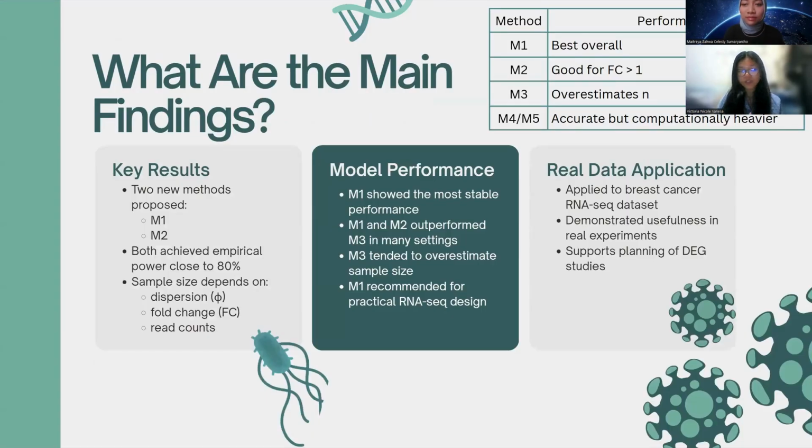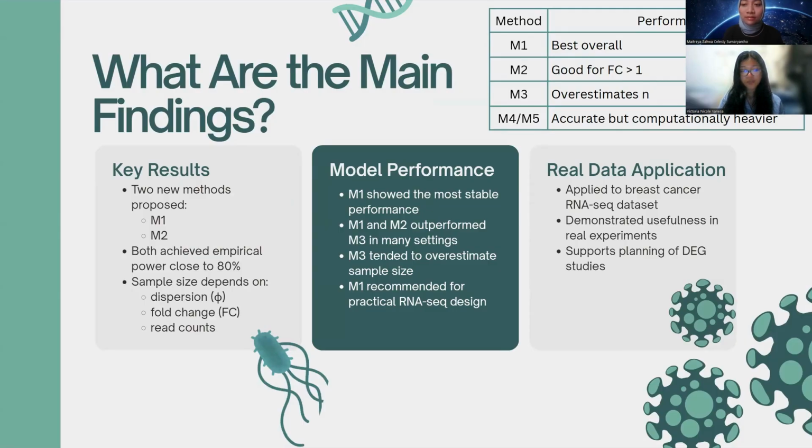So what did they actually find? The authors introduced two new methods. M1 achieved statistical power close to the target, which is considered very good in research studies, and among all methods it was the best overall. Why? Because it was stable, accurate, and computationally efficient.